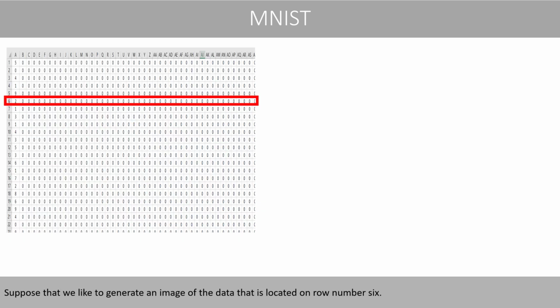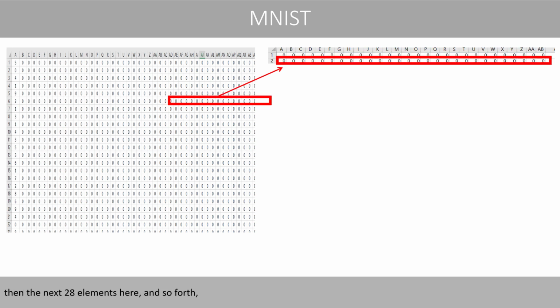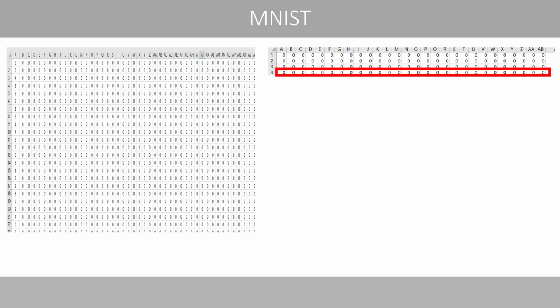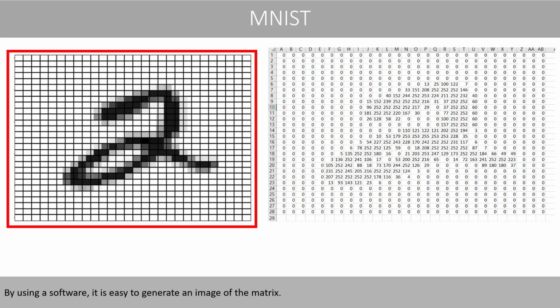Suppose that we like to generate an image of the data that is located on row number 6. We would then put the elements in column number 2 to 29 here. Then the next 28 elements here, and so forth. Until we have a square matrix with 28 rows and columns. This image is supposed to represent a handwritten 2. By using a software, it is easier to generate an image of the matrix.